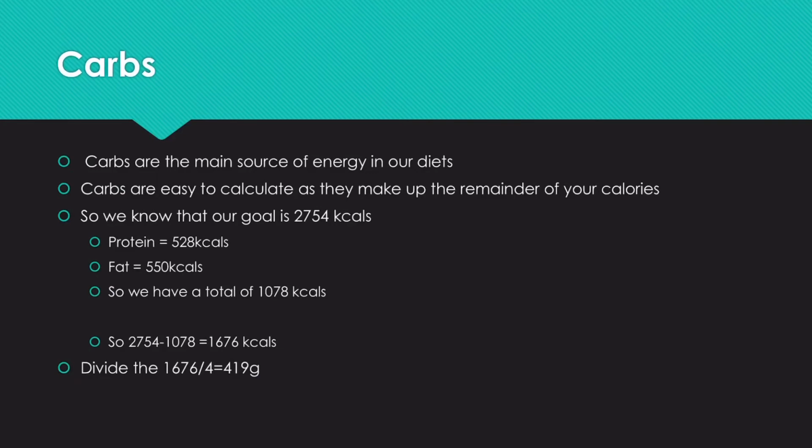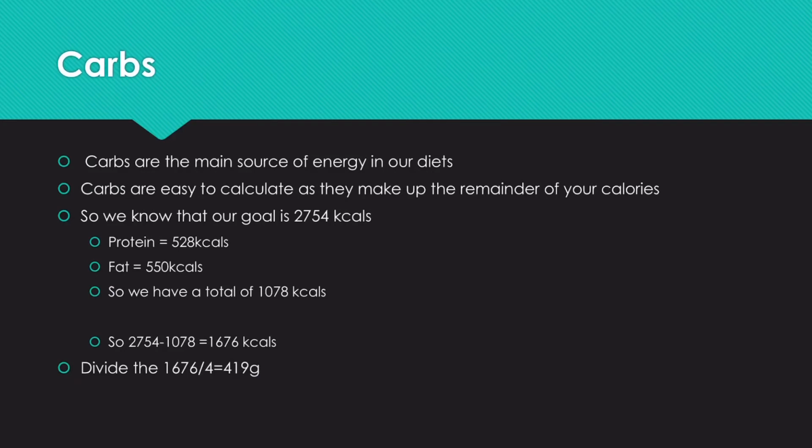So carbs are easy to calculate. They just make up the remainder of your calories. So in ours, it was 2,754 calories. Our protein was 528, and our fat was 550 calories. So we have a total of 1,078 calories already allocated for our macros, which means that, by just taking away the number that we already have from our maintenance, we have 1,676 calories left over.